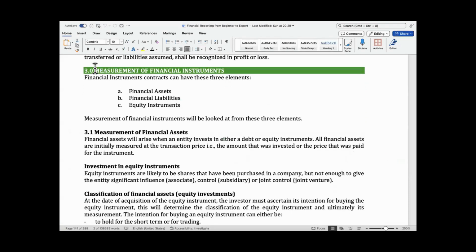Now, still on IFRS 9, how do we measure financial liability? You know that when we say measurement, we are talking about the amount that you attach to that loan, how much the amount that you attach to it.